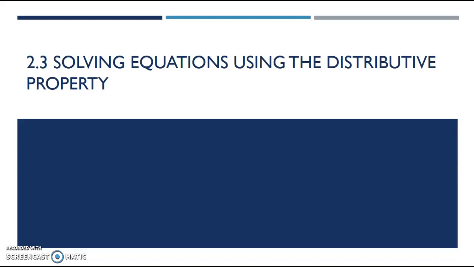We've been using it when we get rid of the decimals by multiplying everything by 10, or when we got rid of our fractions in the last video by multiplying everything by 2. But you need to understand distributive property to be successful at 2.3. So if you're not quite sure after the first example, pause the video, go to the review video, and refresh your memory on the distributive property.